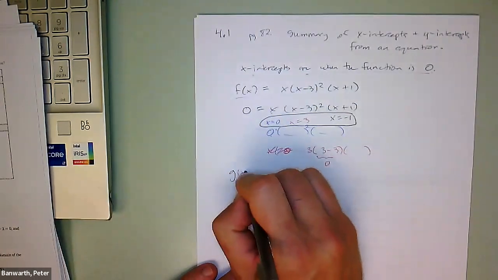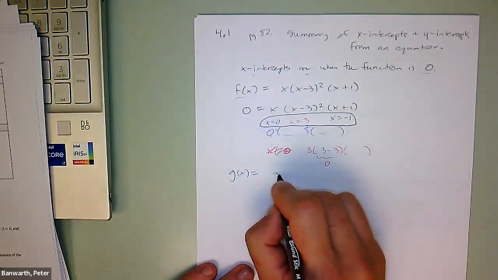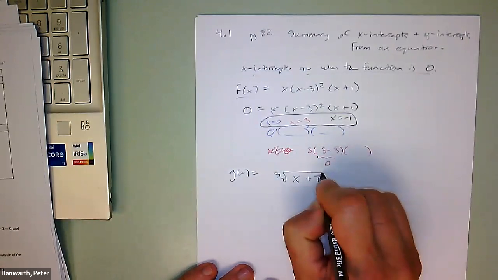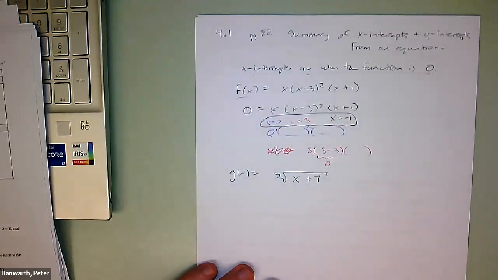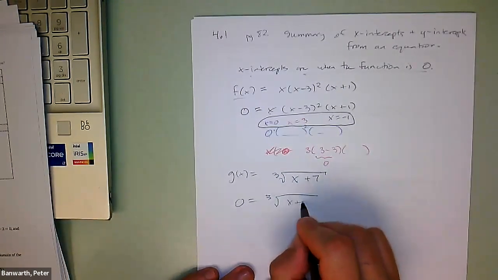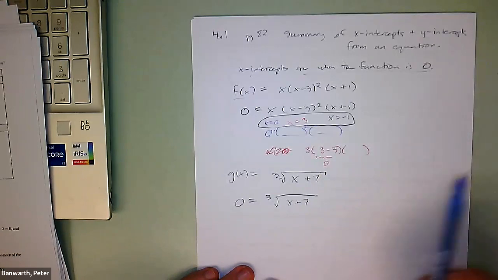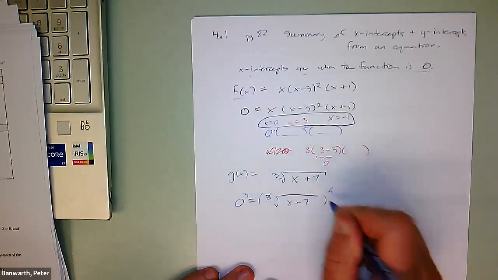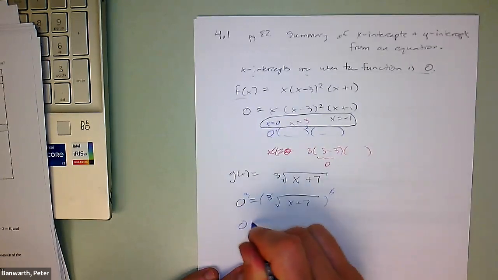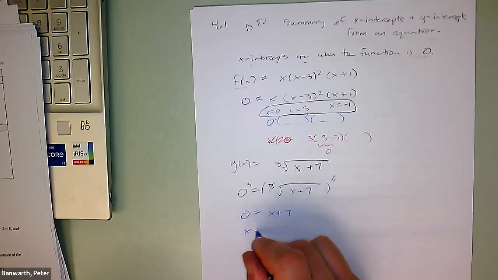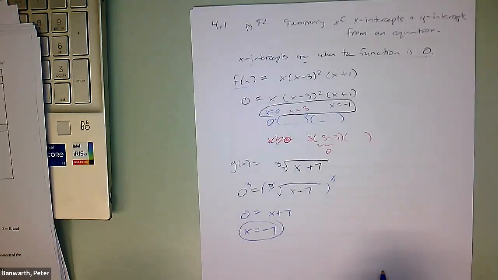Here's another example, g of x equals the cube root of x plus 7. Okay, well, I need my output to be 0. You could do this in two ways. You could say, let me cube both sides, and then I'll get rid of the cube. 0 cubed is still 0. I get x plus 7 should be 0, so x should be minus 7.